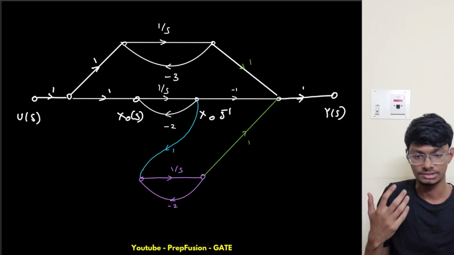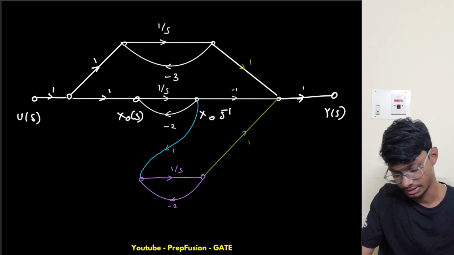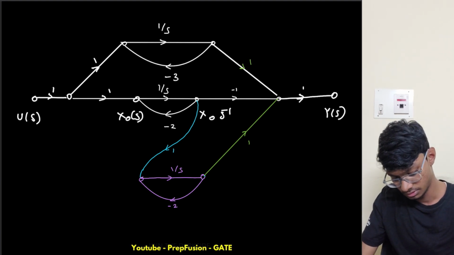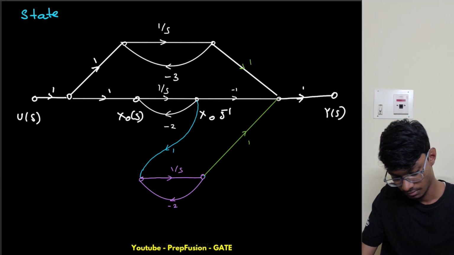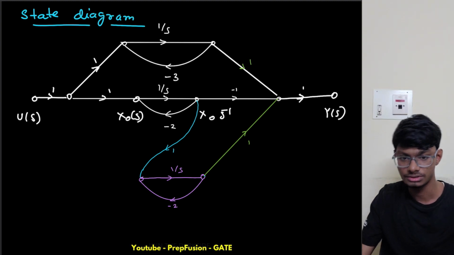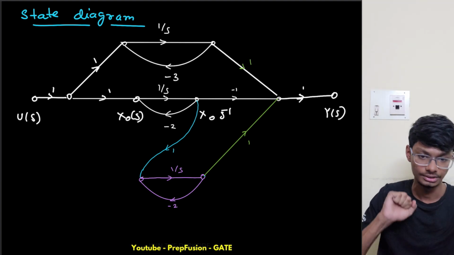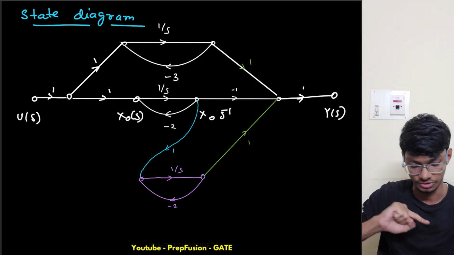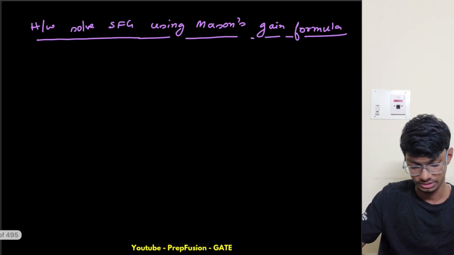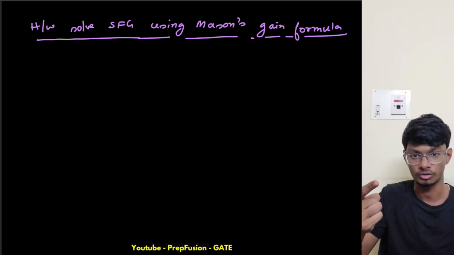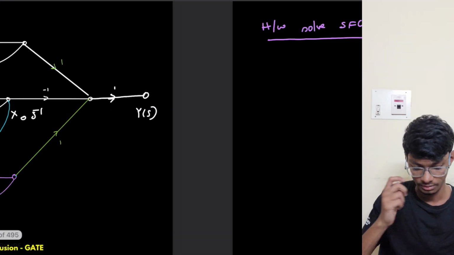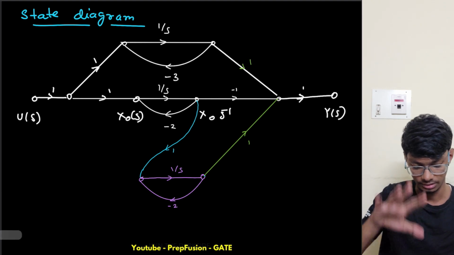So that is basically how you draw the state diagram for the system. This is the state diagram of the system. So this was the basic procedure. Now this is the homework: solve it, or you can pause now and cross verify right now itself. Just see the state diagram and solve it for yourself.